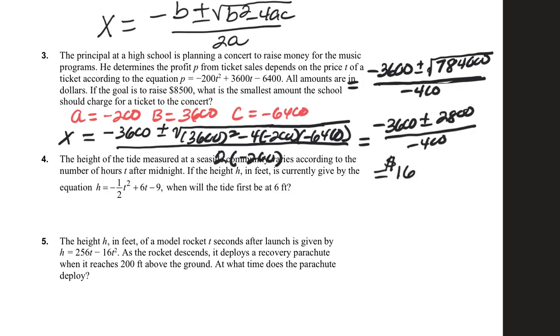I worked it out. I went ahead and substituted into the quadratic formula. 3,600 squared minus 4 times -200 times -6,400, which is right here, came out to 7,840,000. And then when I get the square root of that, I get 2,800. And then I have the -3,600. So what I did, I had -3,600 plus 2,800 divided by -400, which gives me $16. Or it could have been -3,600 minus 2,800 divided by -400, which came out to $2. So the smallest amount the ticket price should be is $2.